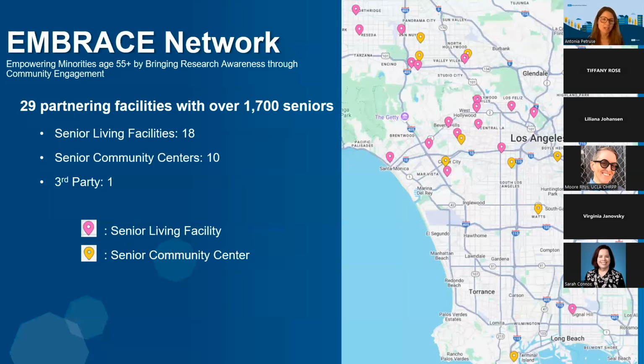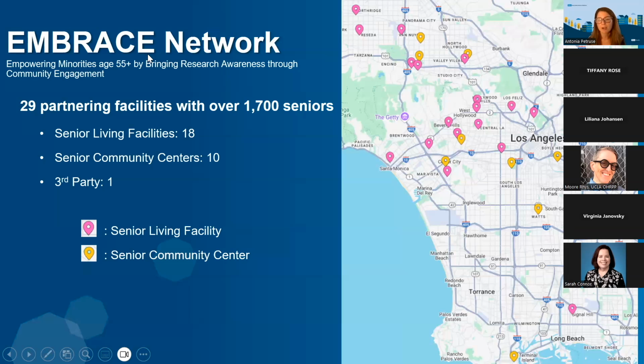And as far as, one last thing, we do have an Embrace network, which we started piloting about a year ago, where we envision providing research opportunities to our broader LA community and specifically our senior population in Los Angeles. We found through our recruitment efforts that it's very hard to engage seniors, even underrepresented seniors, in research. So we came up with this concept of creating a network, which we call Embrace, that stands for Empowering Minorities age 55 and over by bringing research awareness through community engagement.